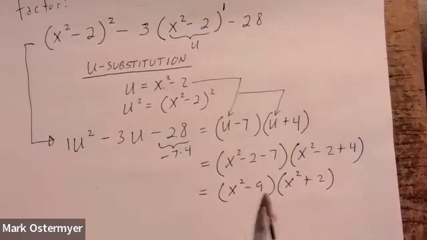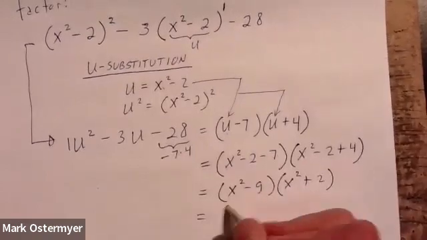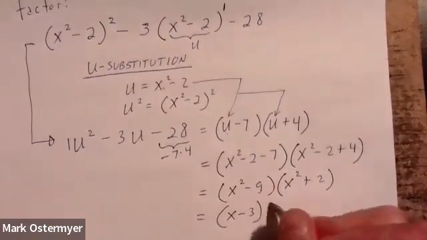Well, notice this turns out to be the difference of squares. So it itself needs to be further factored down because 9 is a perfect square of 3. If you take the square root of 9, you get 3. So this itself further factors down into x minus 3 times x plus 3.